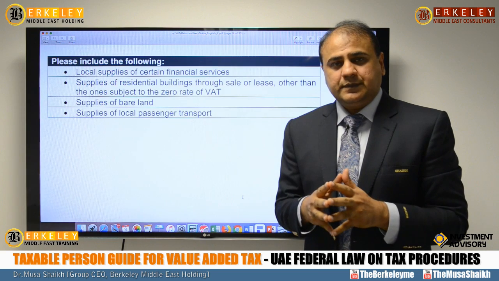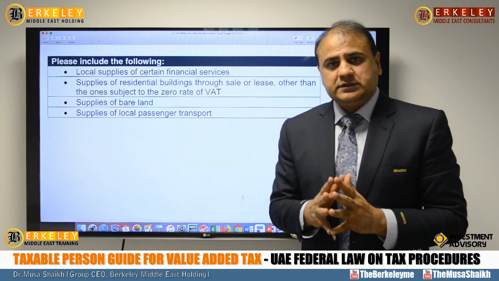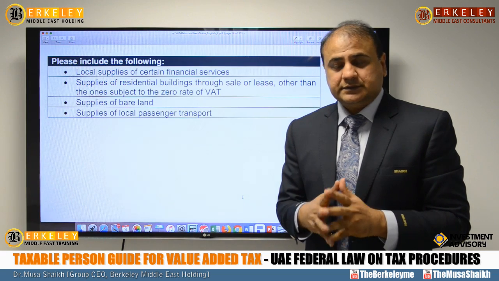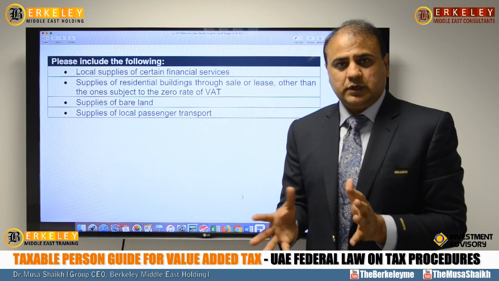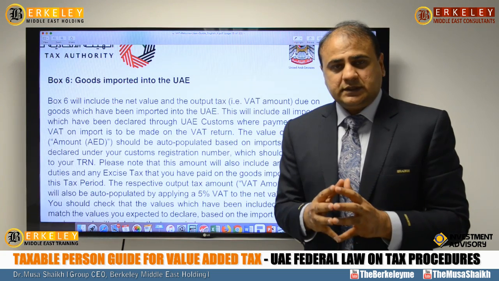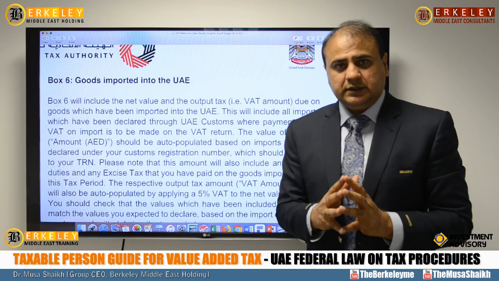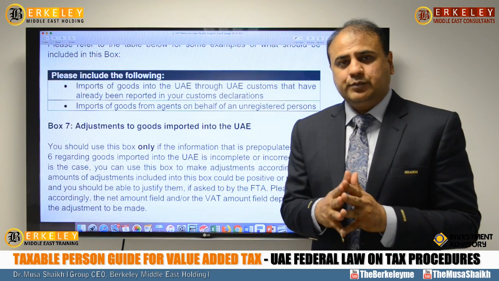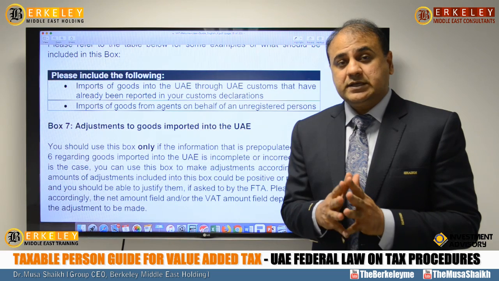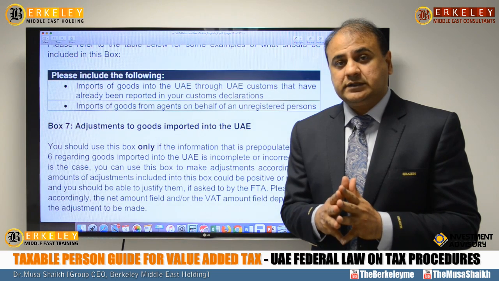Any kind of local supplies related to financial services, supplies of residential buildings, supplies of bare land, and supplies related to local transport. Box 6 is for goods imported in UAE. You need to include all imports made in UAE through UAE customs. They have a record for it.